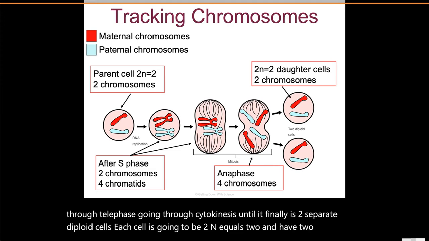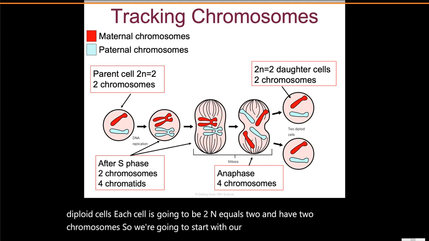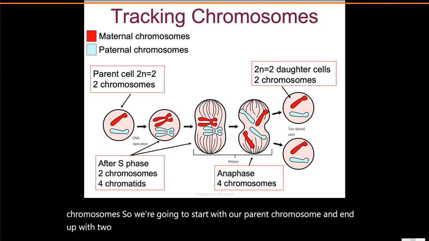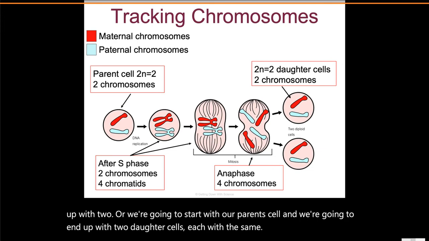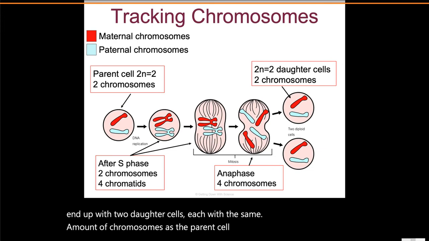So we are going to start with our parent cell and end up with 2 daughter cells, each with the same amount of chromosomes as the parent cell originally had.